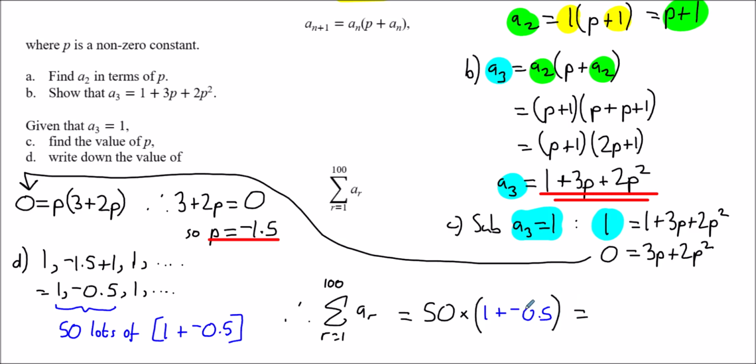And so 1 plus minus 0.5, that's going to be just 0.5, a half. 50 times a half, that's going to be 25. And so the sum of all those 100 terms would come out to 25. If you notice here, this pattern repeats, which seems strange, but this is actually one of the key components of today's video. So when it repeats, let's have a look at what these type of sequences are called.